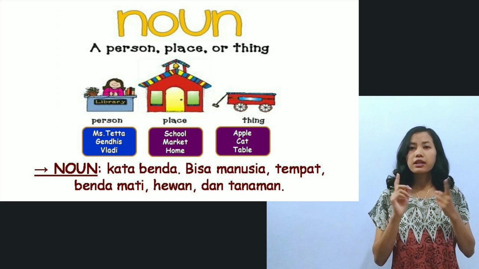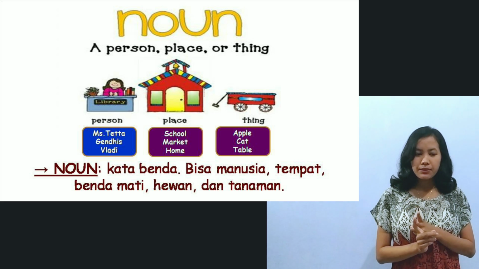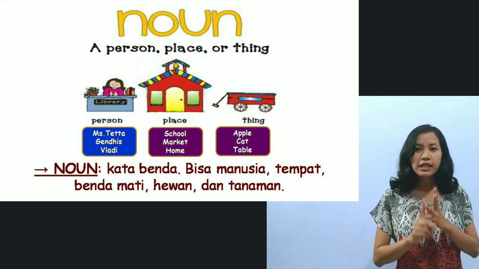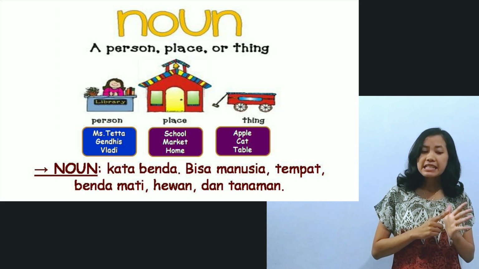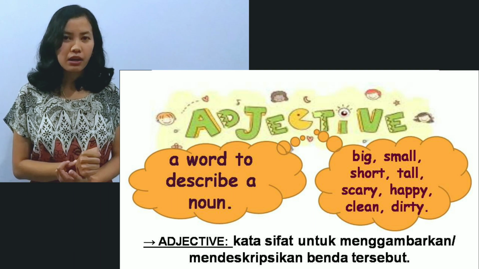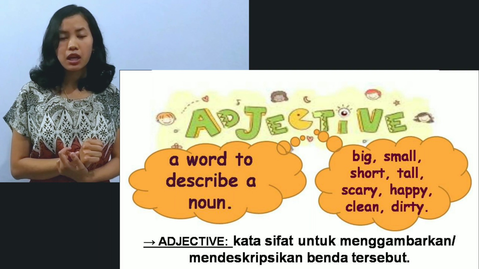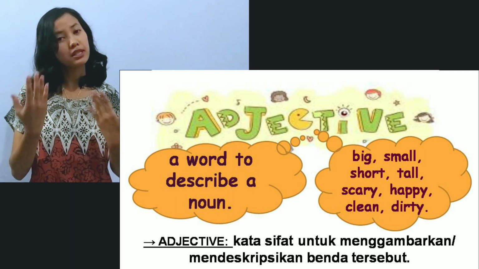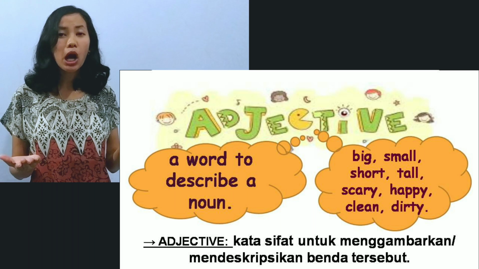Another example, Gendis, Floody, or maybe school. Apple, tree, table, cat, or maybe a tree. So these are the example of noun. Jadi itu semua contoh dari kata benda. Now we will learn about adjectives. What is adjectives? Adjective is a word to describe a noun. Jadi adjektif adalah kata sifat untuk mendeskripsikan atau menggambarkan sebuah kata benda.